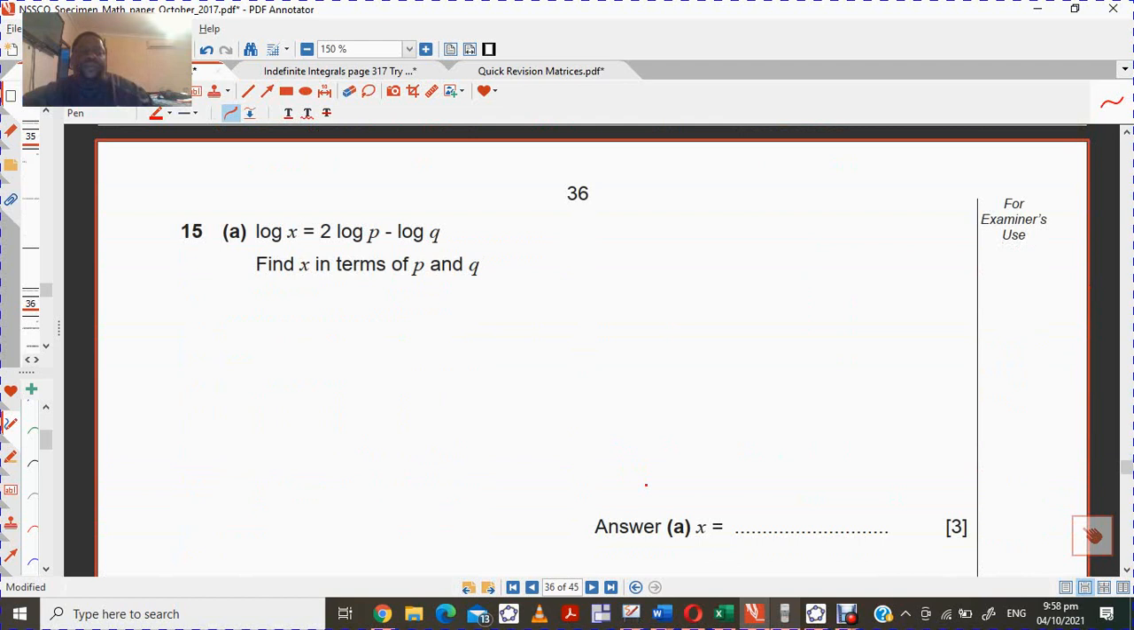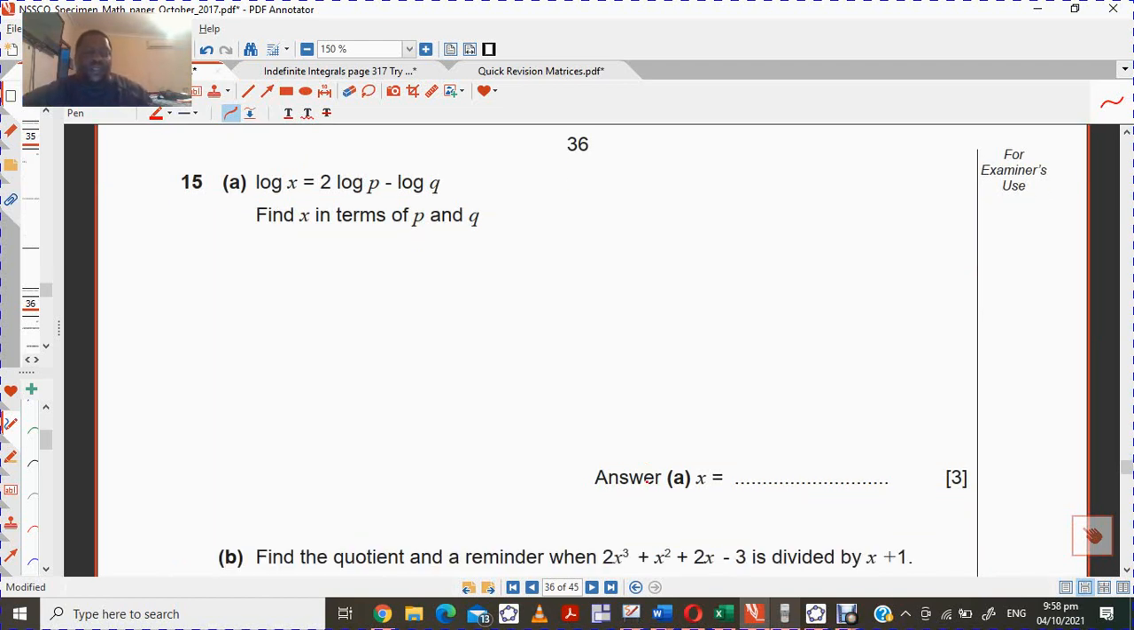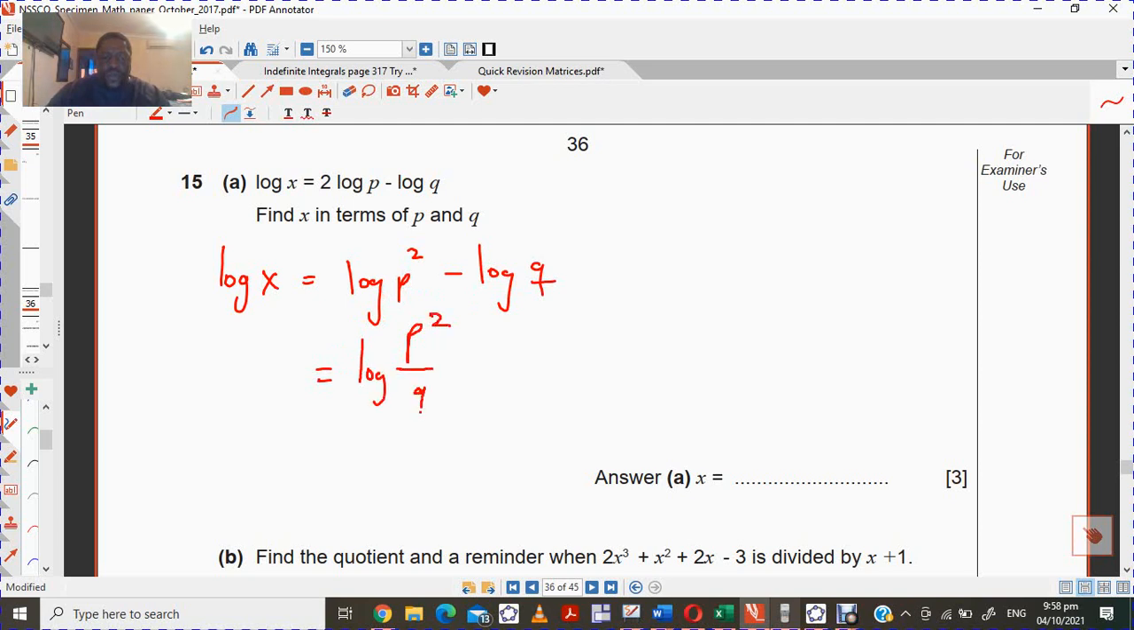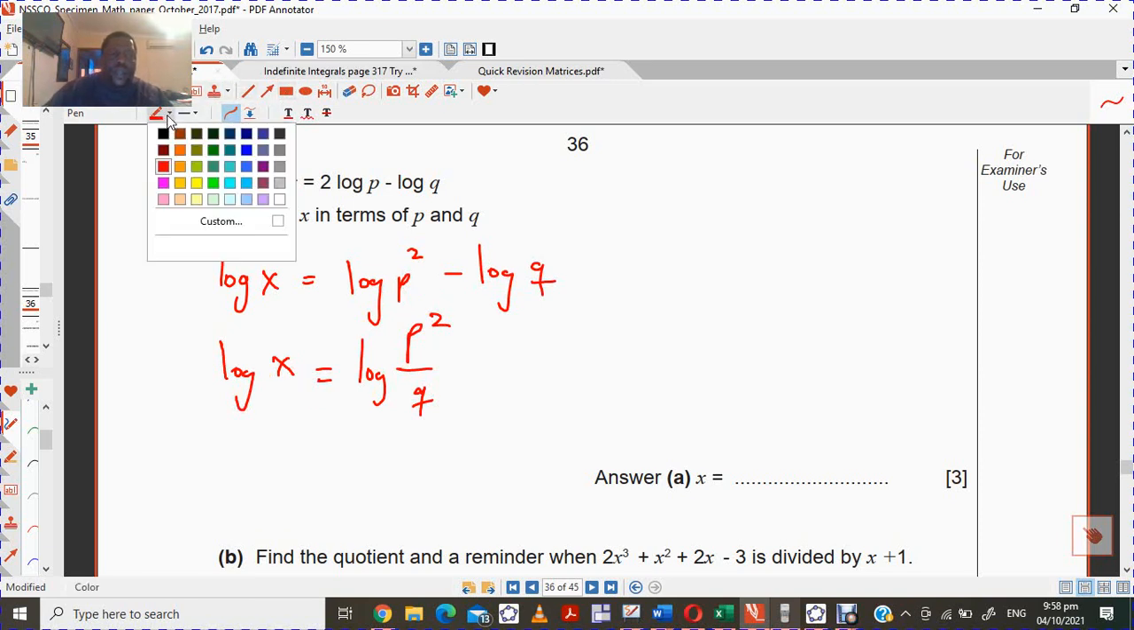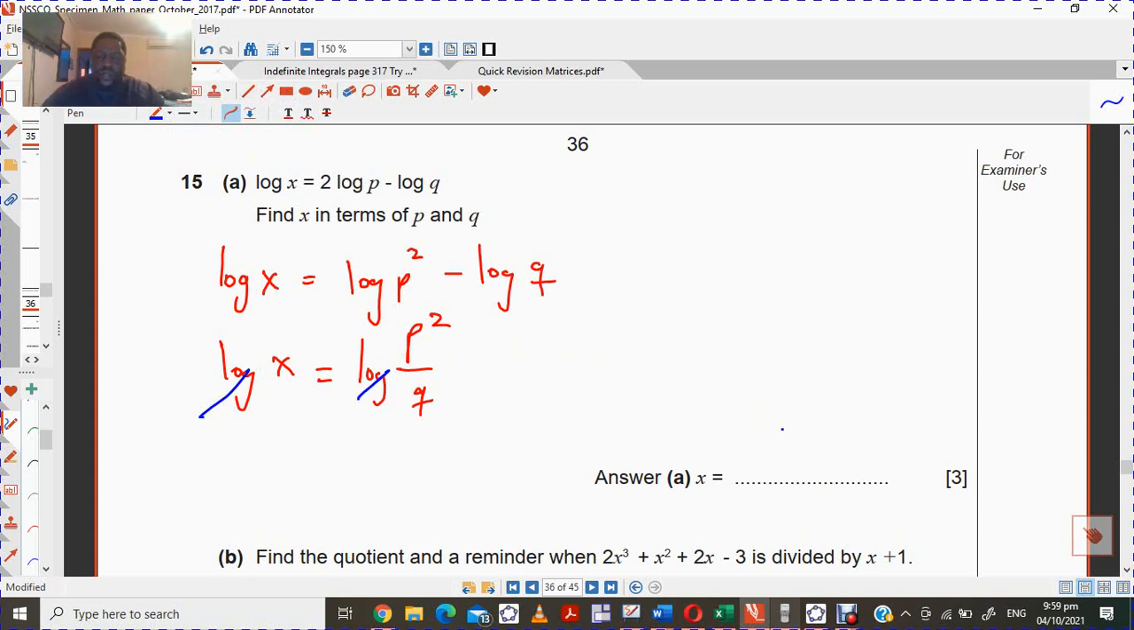Right, question 15. They are saying find x in terms of log p and q. Right, first of all, let's see, this is log x is equal to log p squared minus log q. And you know when you have logs of the same base, what do you say? Log p squared over q, that is log x. And you can actually go ahead now and you can drop these logs. So x is p squared over q.